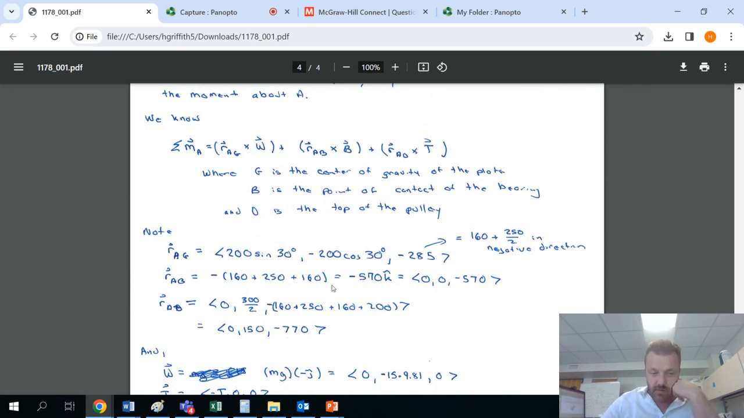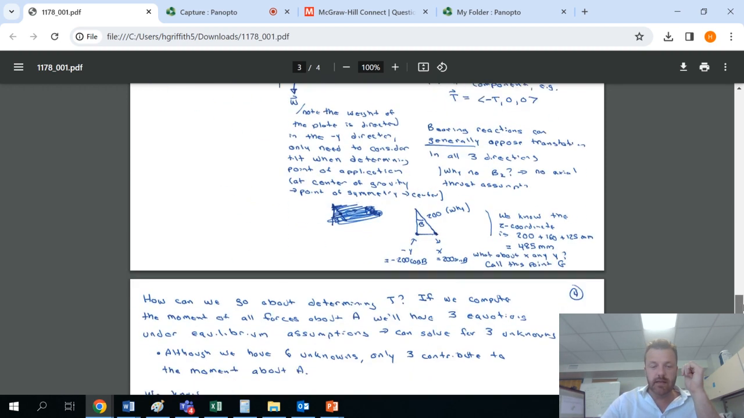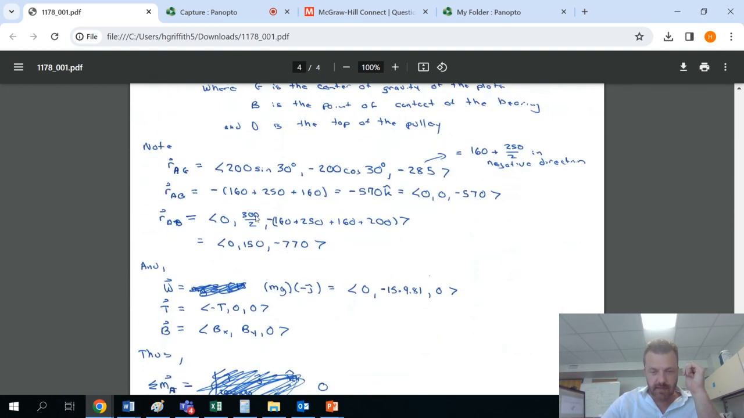If you talk about A to point D, that is the actual point at the top of the pulley here. As we mentioned, it's going to have a minus z component, and it's going to have a plus y component. The y component is just 300 divided by 2, and the z component is just negative, all of those dimensions added together again. So that turns out to be 0, 150, minus 770. It makes sense because to go from A to there, you got to go up in y, and you got to go negative in z. The AB is purely negative in z.